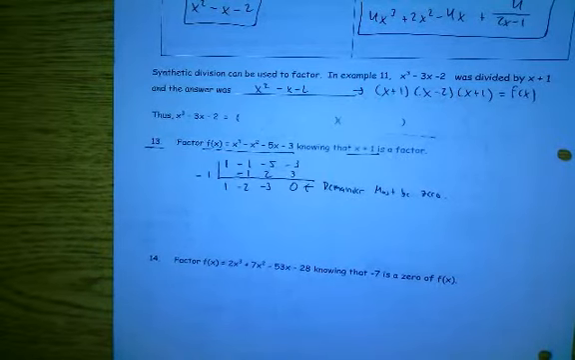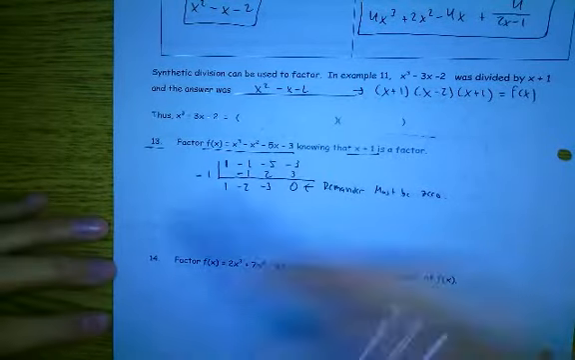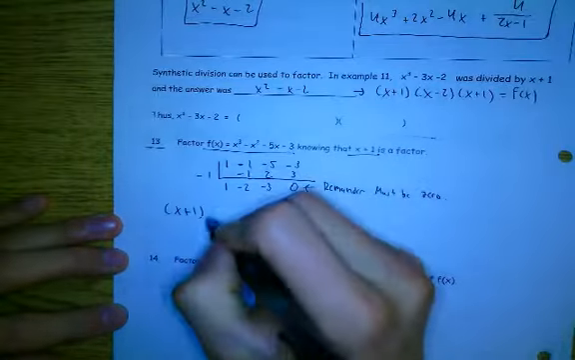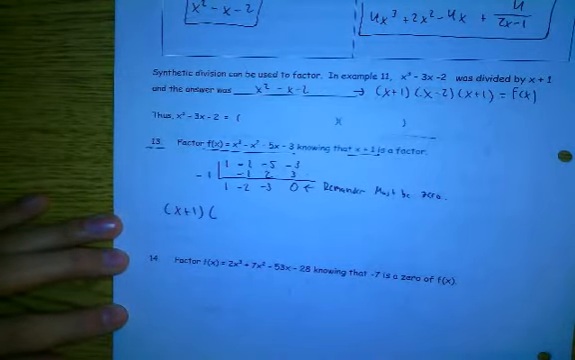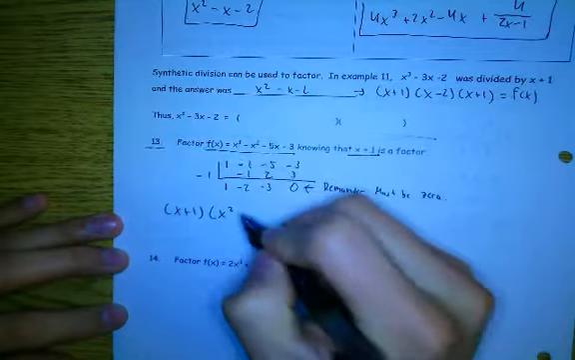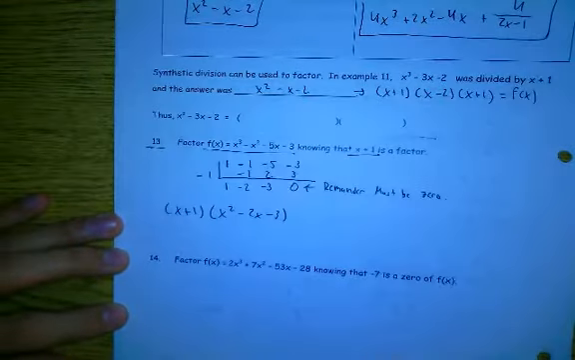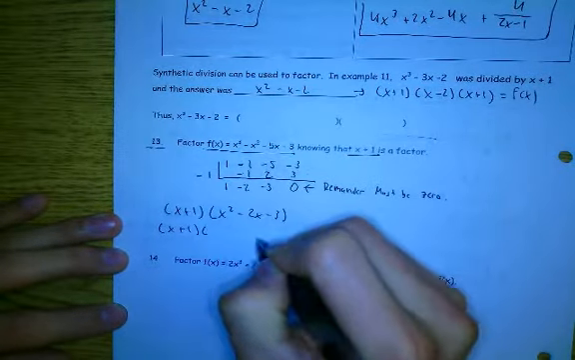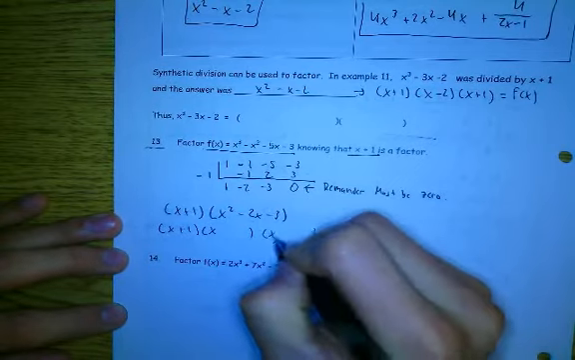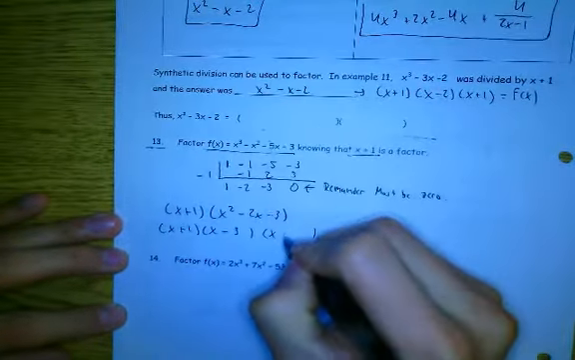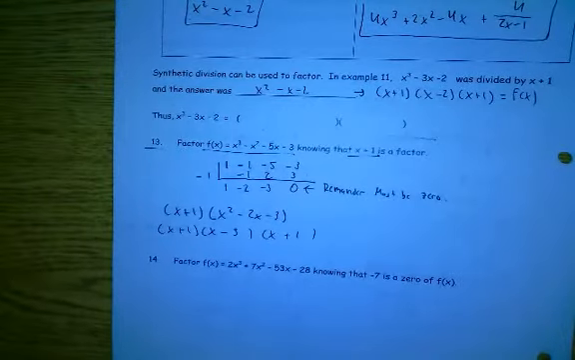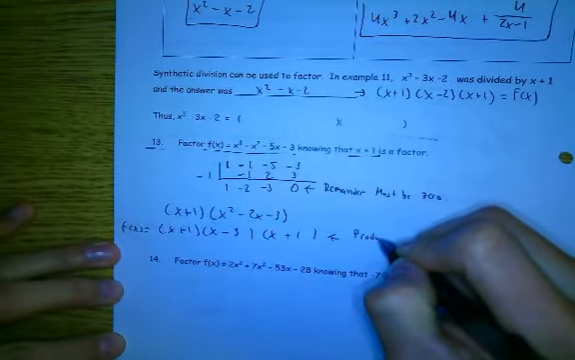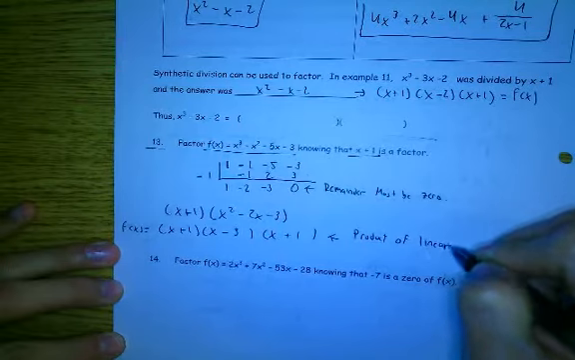Well, now we know that it's x plus 1 times what? What was your quotient? x squared minus 2x minus 3. Now that you have a quadratic, could you factor that out? Well, let's talk about it. Minus 3 and plus 1. This is called the product of linear factors. And if I wanted to take this a step further, could you come up with a sketch of this?